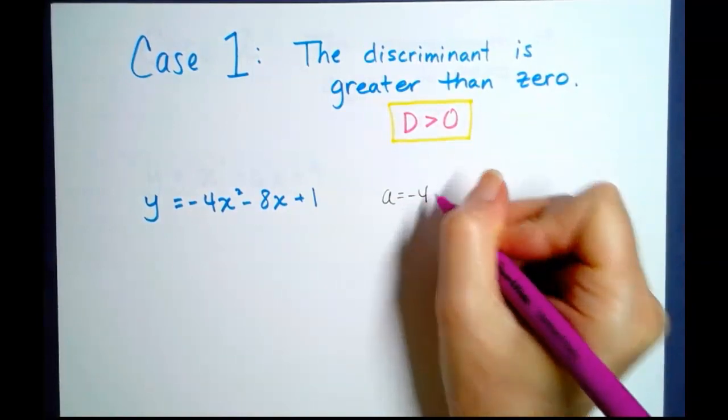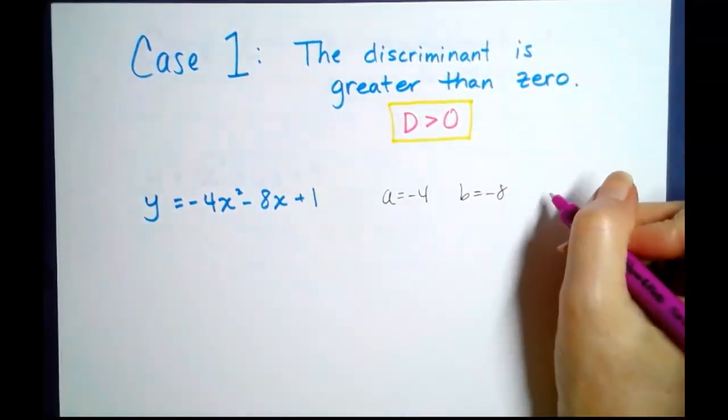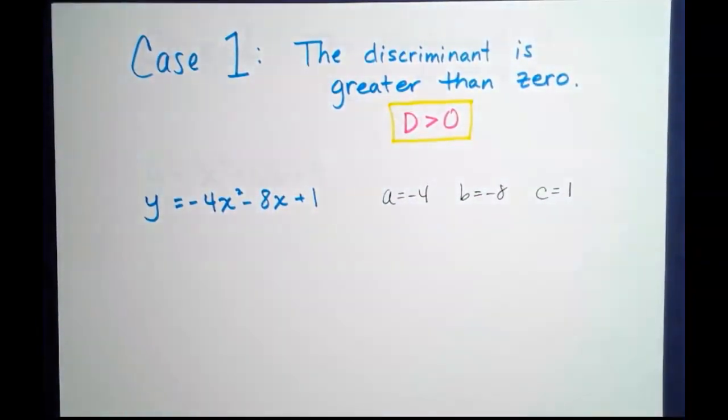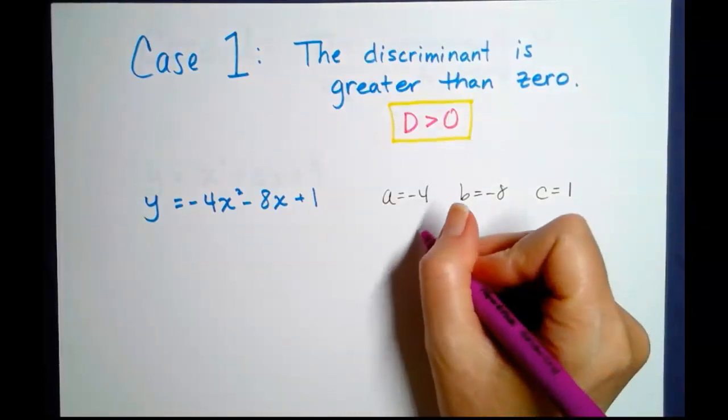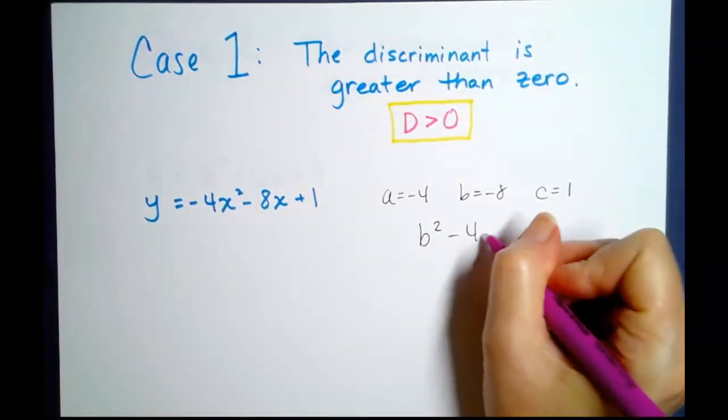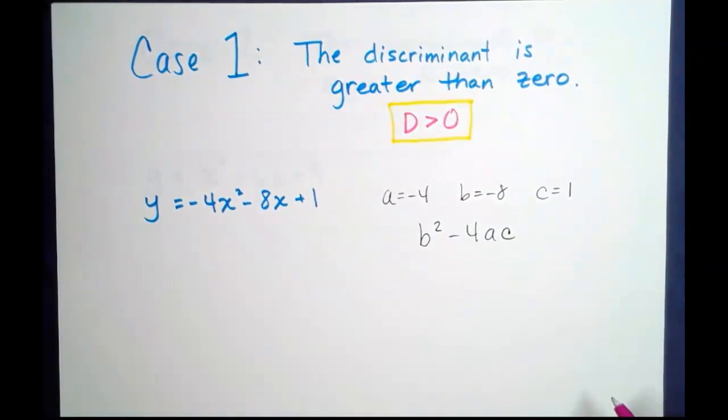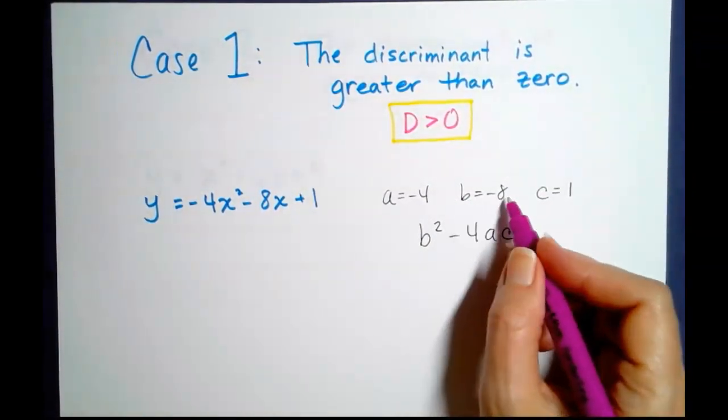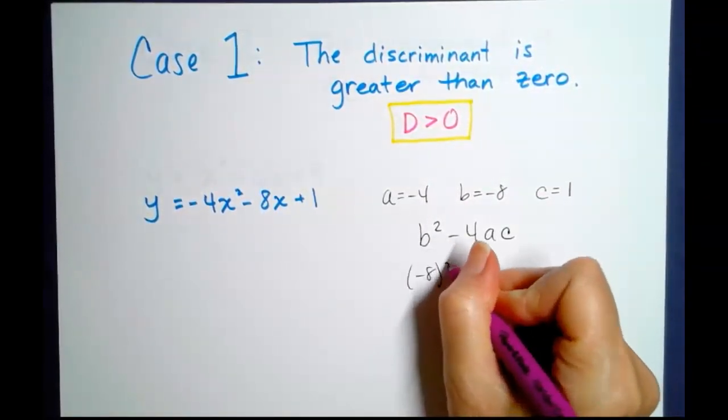So first of all, we need a, b, and c. a is negative 4, b is negative 8, and c is 1. So remember, we're not exactly solving this. All we're after is the discriminant in order to discriminate the solutions and see if they exist. So all we're after is b squared minus 4 times a times c. So b squared, that is negative 8 squared.